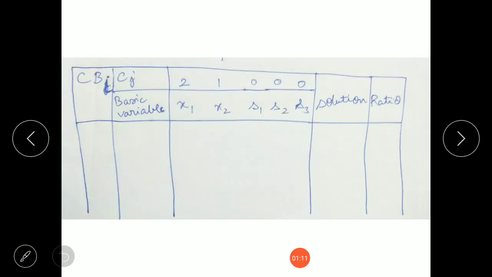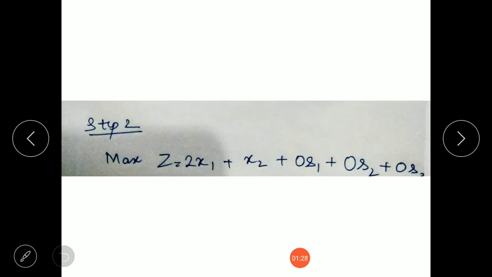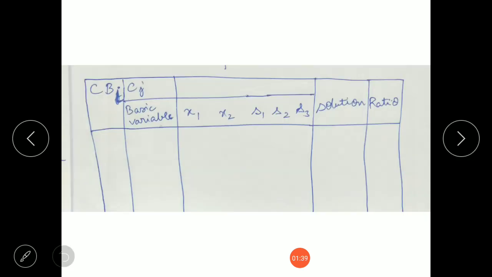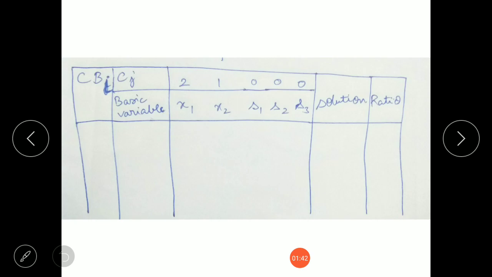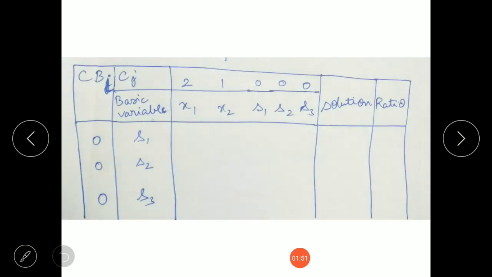Now we'll write the coefficients of all the variables present in the objective function. So going back to the modified objective function, we can see the coefficients of x1, x2, s1, s2 and s3 to be 2, 1, 0, 0, 0. So we're going to write all these coefficients, that is 2, 1, 0, 0, 0 with respect to x1, x2, s1, s2 and s3.